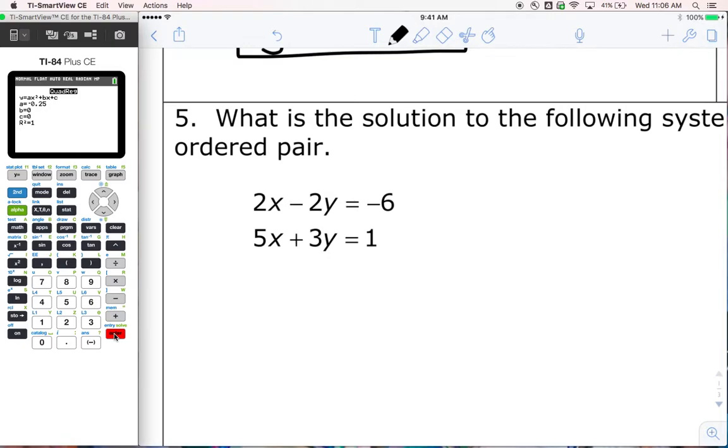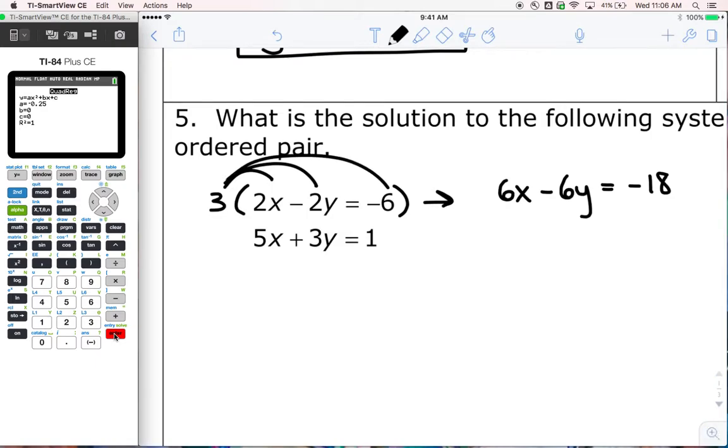I get to choose which one I want to make match. I'm going to go ahead and I'm going to make the y's match. I'm going to turn both of these into a 6 and a negative 6. So what that means is we have to choose what to multiply by. So I'm going to multiply this one by 3. So my new equation is going to be 6x minus 6y is equal to negative 18, right? You got to multiply the 3 times everything in there.